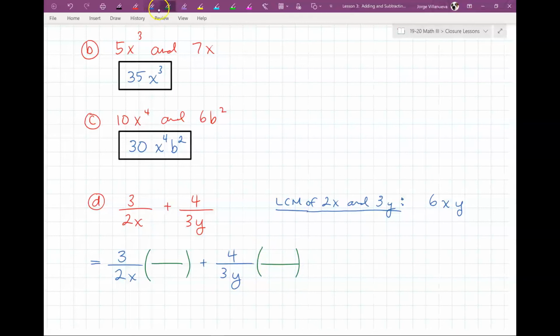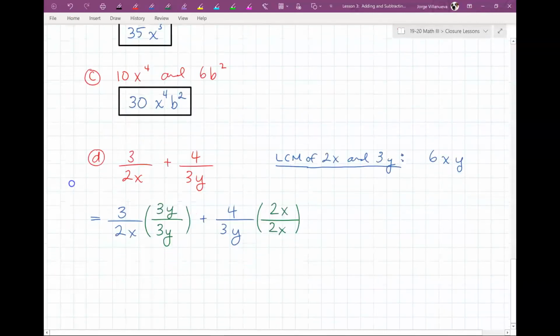So let's look at the first denominator here, this 2x right there. I want that to become a 6xy. So in order for that to become a 6xy, I'm going to multiply by 3y. So I got to do top and bottom by 3y. Now, if I look at my second denominator, 3y, and I want that to become a 6xy, then I'm going to multiply that by a 2x on top and on bottom.